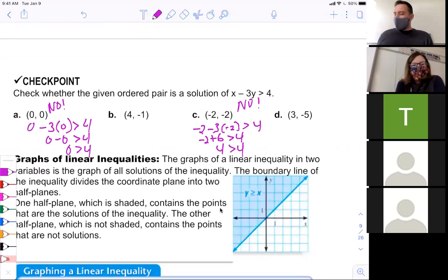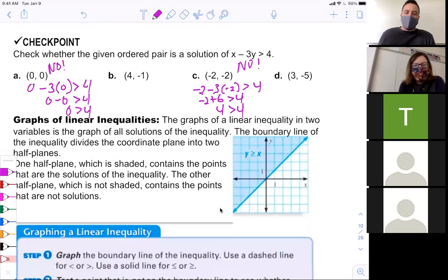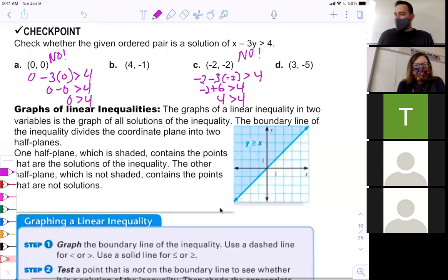All right, let's look at graphing the inequalities. And notice, see the shaded region we were talking about in blue. So it's a whole area that has solutions to the graph, and we'll talk about that. The graph of a linear inequality in two variables is a graph of all solutions of the inequality. The boundary line of the inequality divides the coordinate plane into two half planes. One half plane, which is shaded, contains the points that are solutions of the inequality. The other half plane, which is not shaded, contains points that are not the solution.